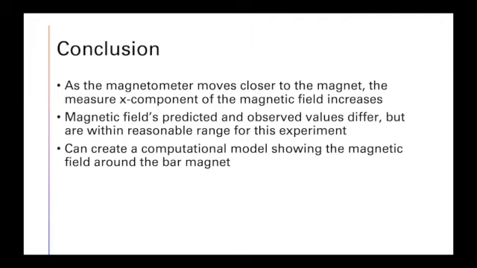In conclusion, we have been able to determine that as the magnetometer moves closer to the magnet, the measured X component of the magnetic field increases. We've seen that the magnetic field's predicted and observed values differ, but are within reasonable range for this experiment. We can also create a computational model showing the magnetic field around the bar magnet based on our observations both on and off axis using the bar magnet in our experiment.